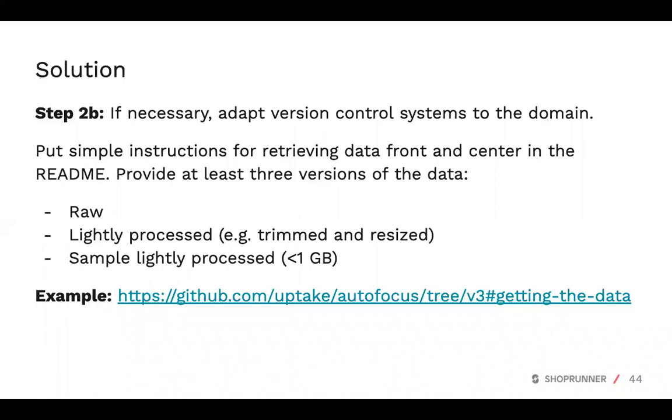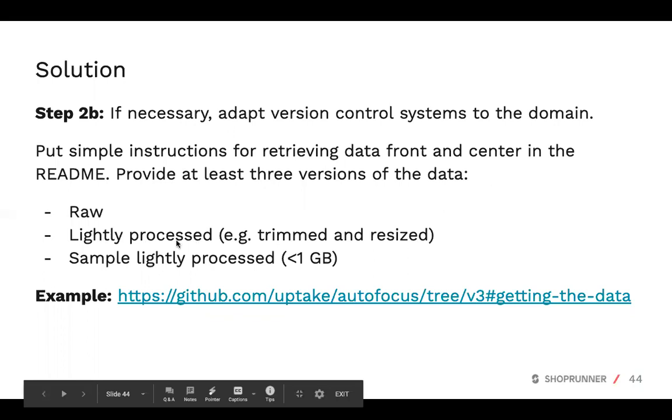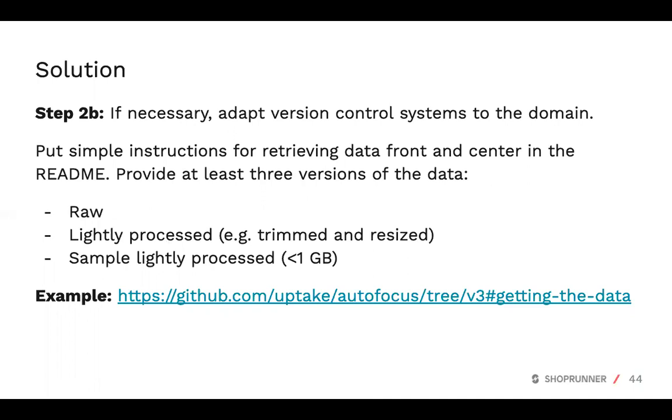Second, provide lightly processed data, where you try to stick to processing steps that you think it's reasonable to assume that anybody would want to do. So for the autofocus data, I do trim those bottom 100 pixels or whatever, and then resize them down to be 512 on the shorter side. I think most anyone who's going to work with that data will want that. So most people coming to this project will want the lightly processed data. In addition, people may want to get just a small sample of data to see what it looks like and play around with it. So I think it's nice to provide a sample data set that's, say, less than a gigabyte. So here's what that looks like on autofocus.